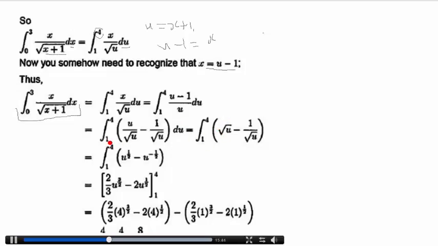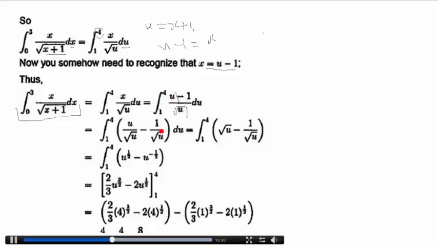So in this example we got from 1 to 4, and this is u minus 1 upon root u. Since there is a common denominator, meaning the lower number is the same for both, we can split them up. This should have been root u, sorry about that. So x is u minus 1, and root u should have been carried over here.